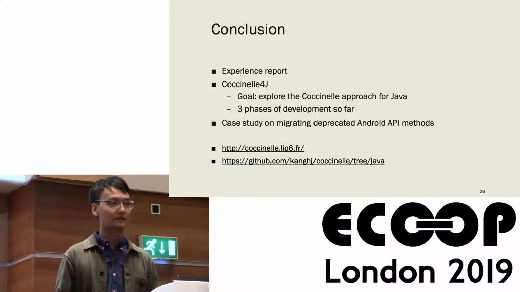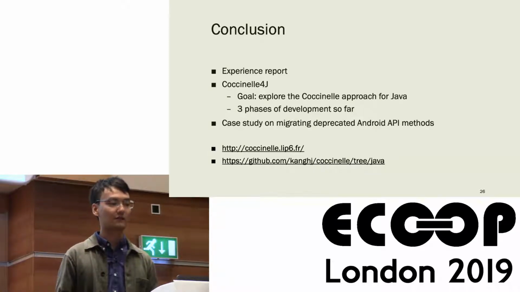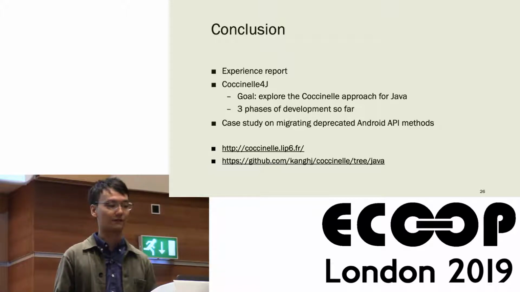To conclude, I talked about our experience with semantic patches for Java program transformation. We prototyped Coccinelle 4J, and the goal of our work is to explore the Coccinelle approach for Java. It has undergone 3 phases of development so far, and we have evaluated it using a case study of migrating deprecated Android API methods.